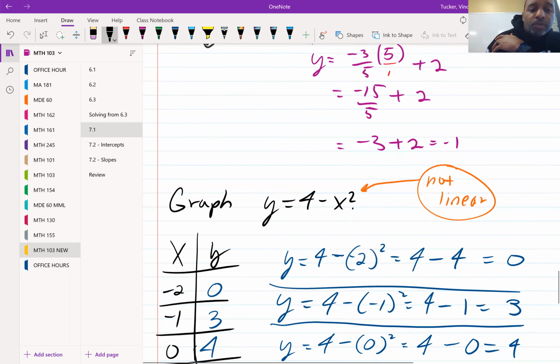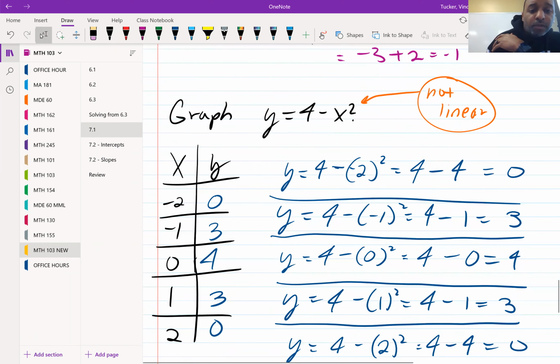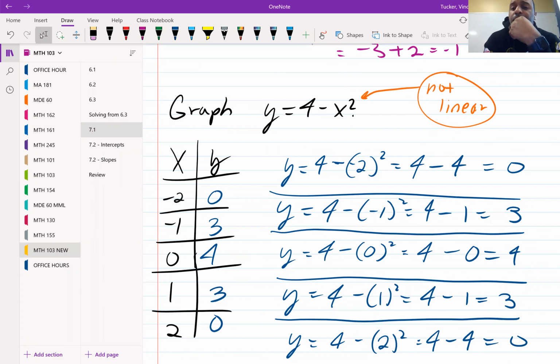So I chose -2, -1, 0, 1, and 2. Chose a few more values here just so we can get a full picture of what we're going to graph. Once again, MyMathLab is going to only require 2 points, if I'm not mistaken, with this. And the type of graph that you need, you'll have to pick a button, and you'll see it in a second. I'll show you in a second. But let's just go ahead and calculate with these points. So that's -2, plugging it in.